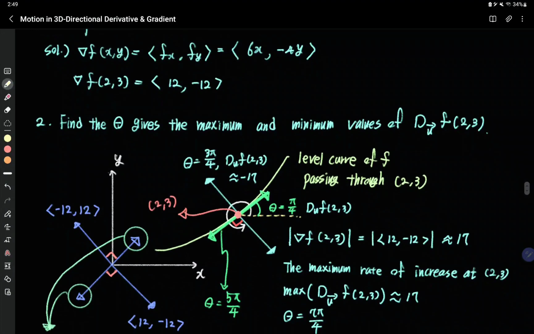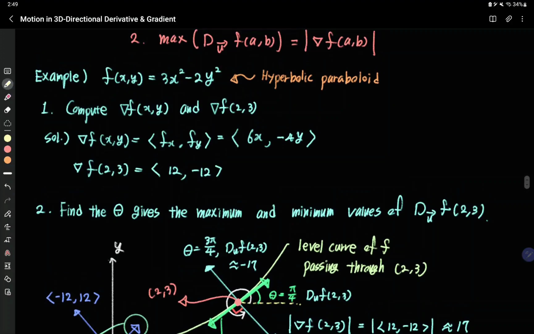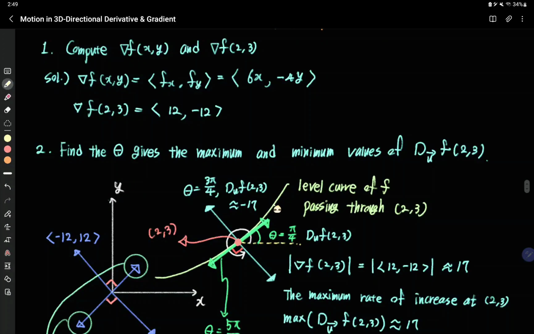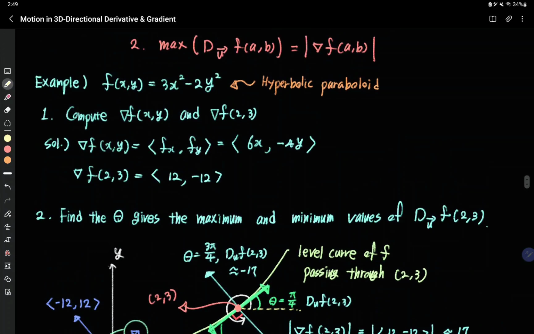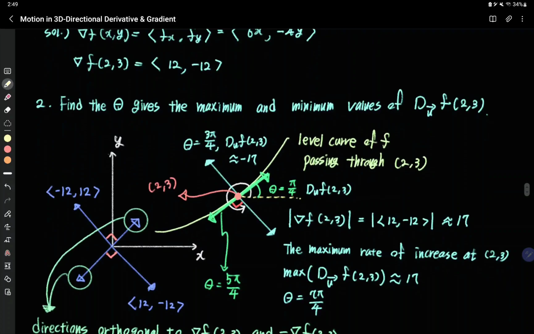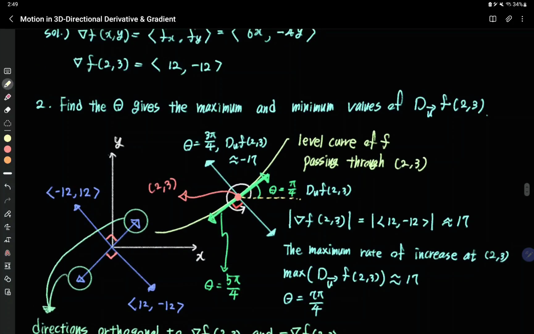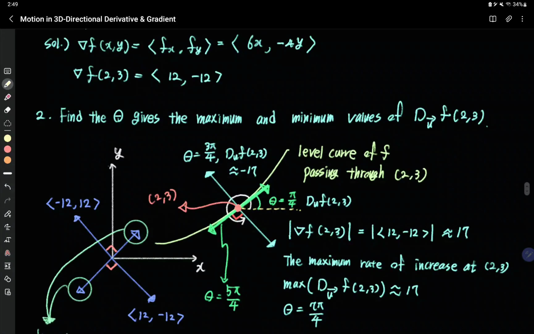So let's say this is a level curve of f passing through (2, 3). When x is 2 and y is 3, we get a constant z value. All other points on the level curve, when you plug them into the function f, give the same z value as at (2, 3). Now let's figure out the angle theta.